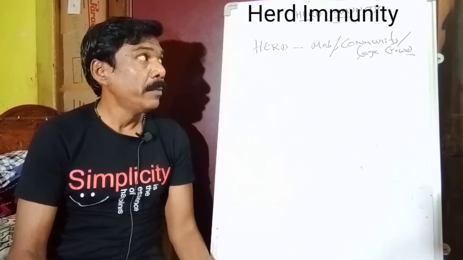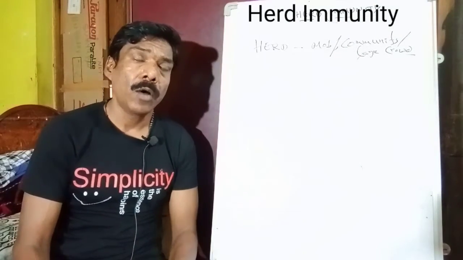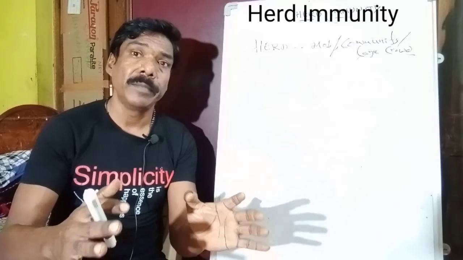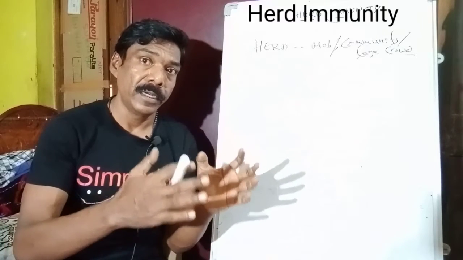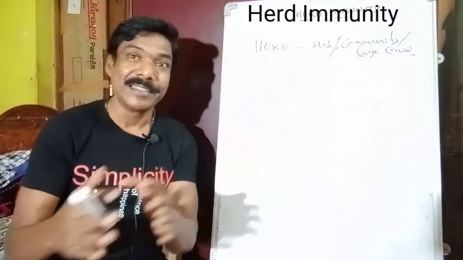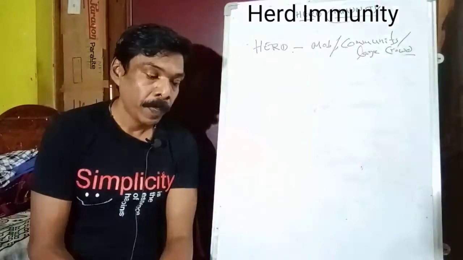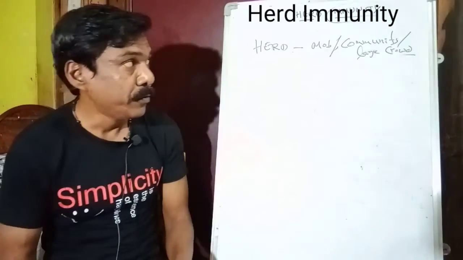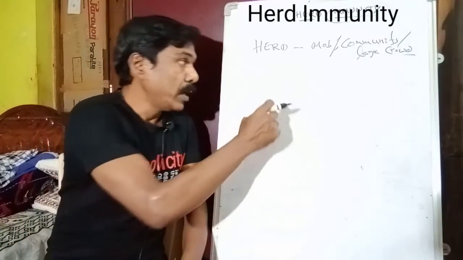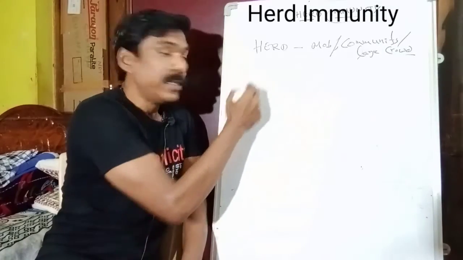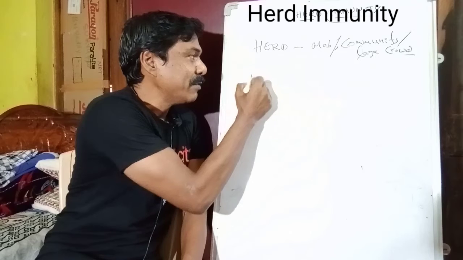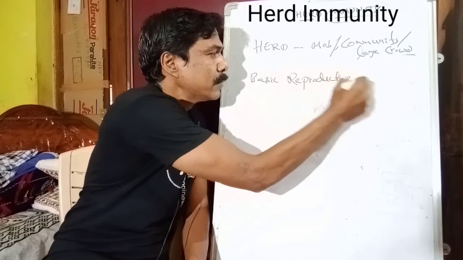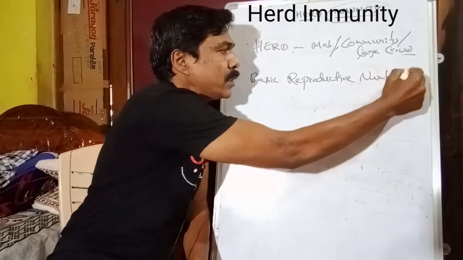All right. So herd means the mob, community, or large crowd. Some percentage of the crowd has to receive immunity in order for this particular disease to cease completely from that community. Before understanding this, we need to understand a few terms. One term is called the basic reproductive number, which is denoted as R naught.